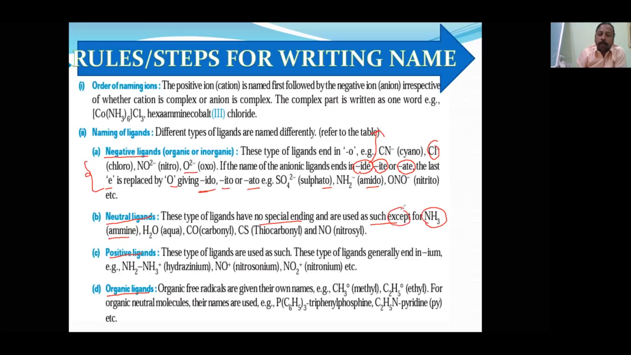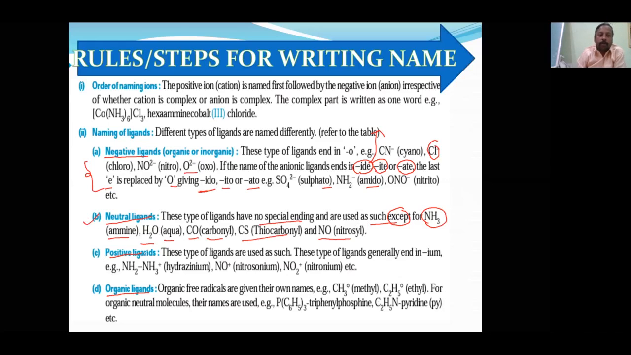These are the exceptions. Otherwise, they should be named as they are. So NH3 should be called ammine and water should be called aqua. CO should be called carbonyl. CS should be called thiocarbonyl. NO should be called nitrosyl. These are the neutral ligands.